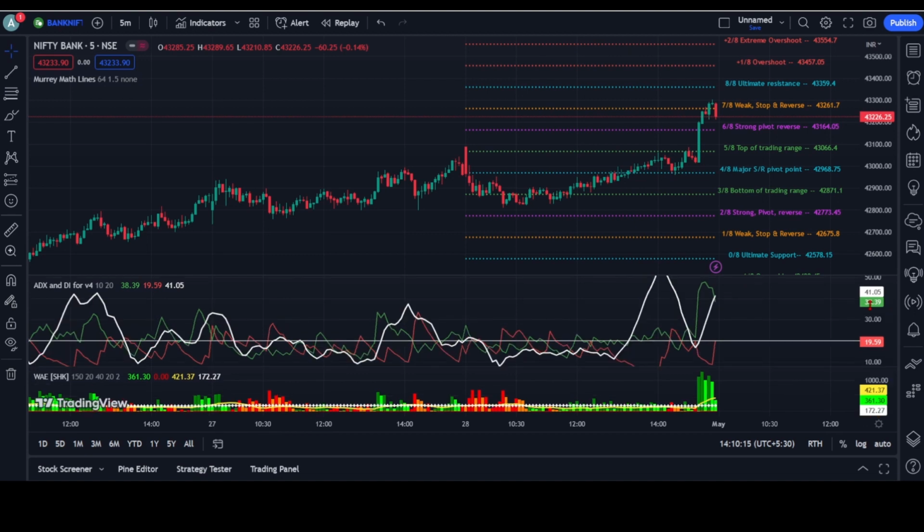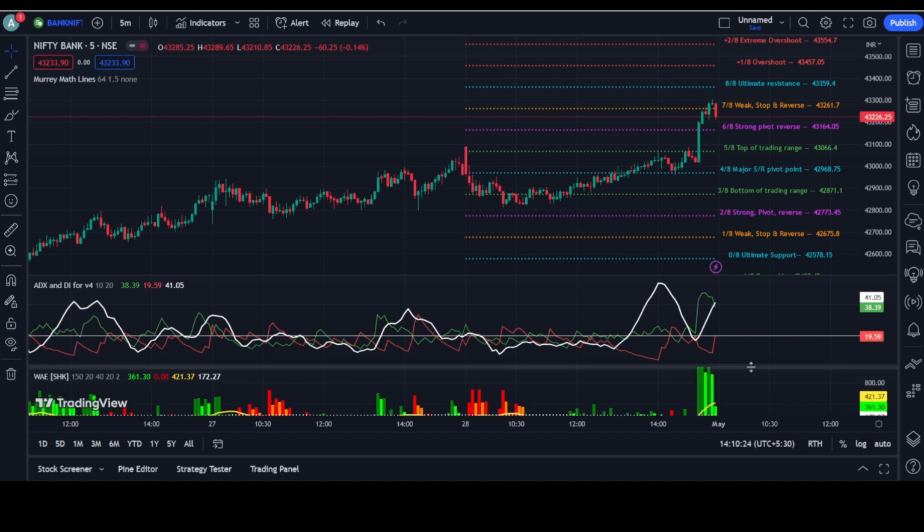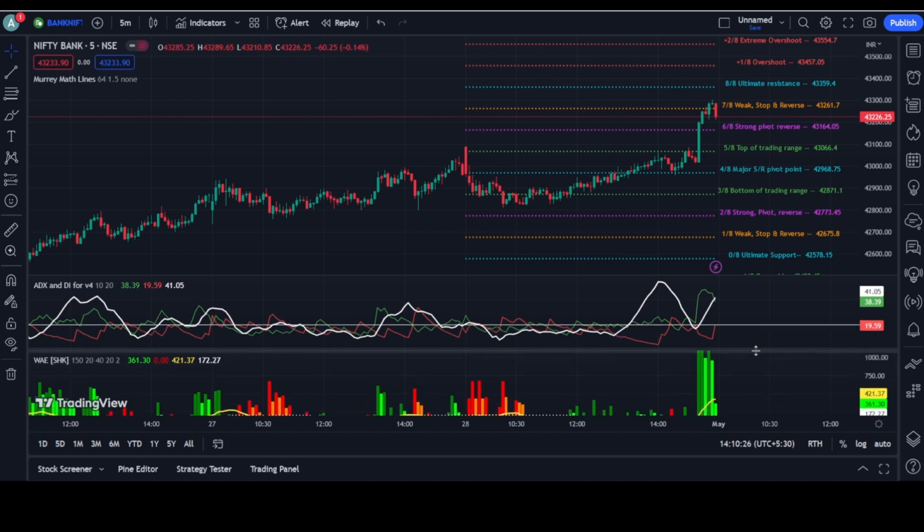If it's green, then we need to see ADX. Is the green line above the red line? Is it above the 20 threshold level? If it is above 20, then the trend will be good and there will be momentum. Is the ADX white line above the red and green lines, or is it below?